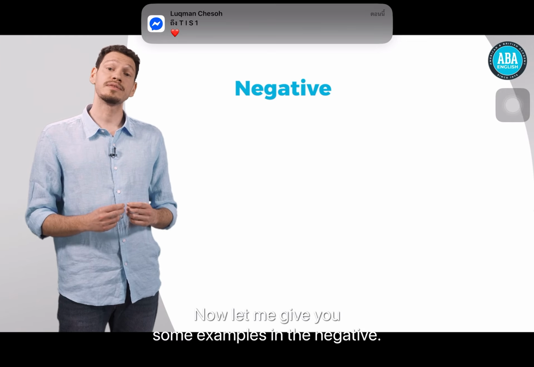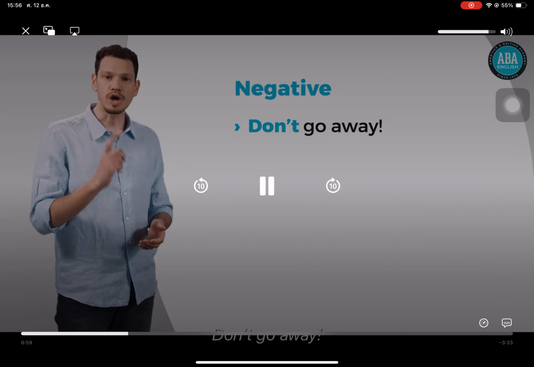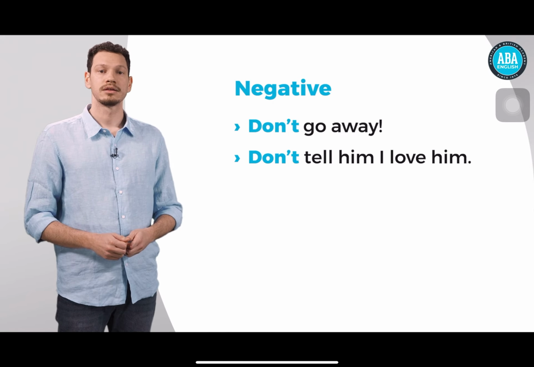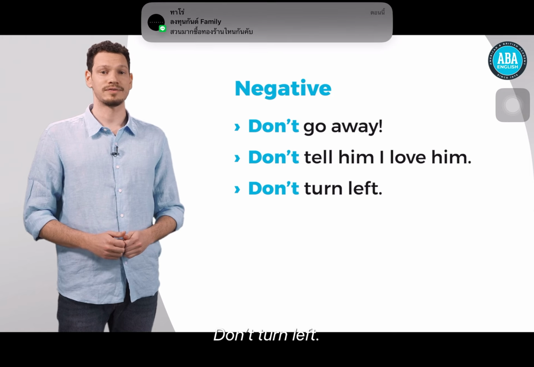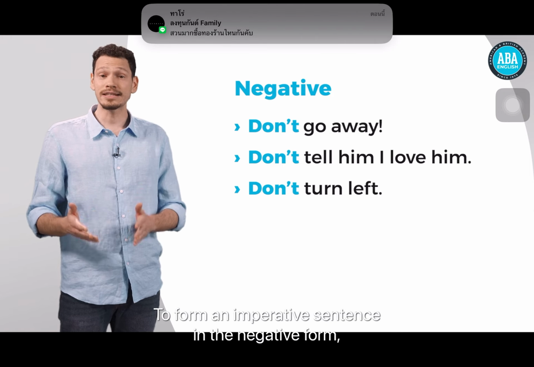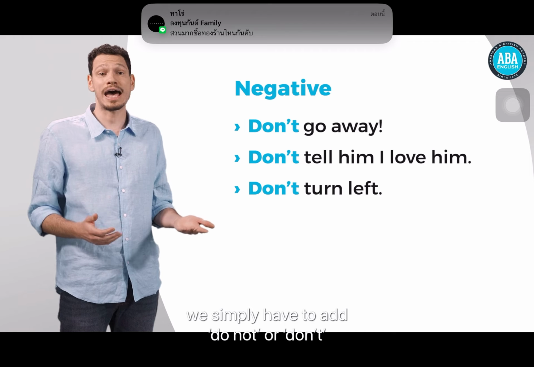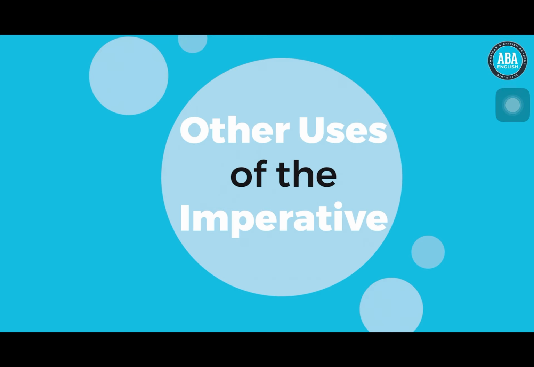Now, let me give you some examples in the negative. Don't go away. Don't tell him I love him. Don't turn left. To form an imperative sentence in the negative form, we simply have to add do not or don't before the verb.